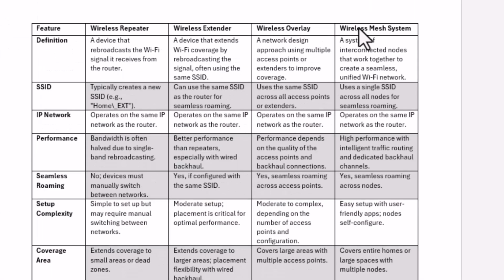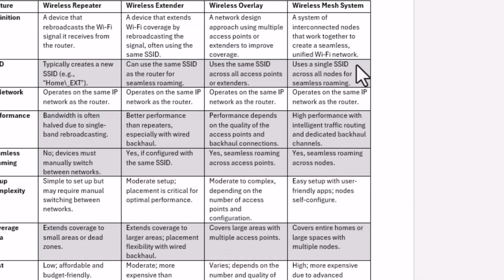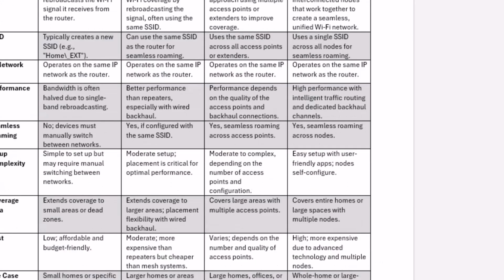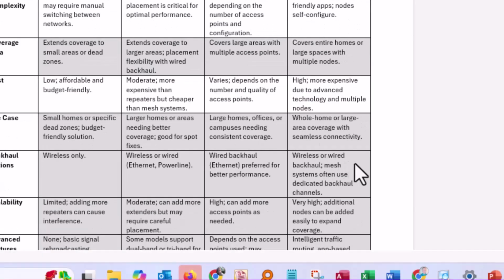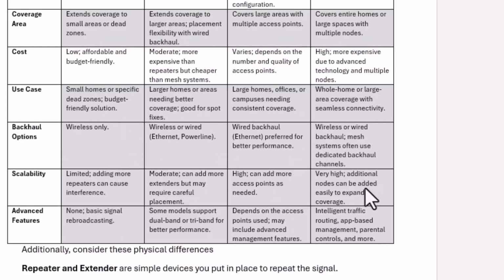The last option is the most sophisticated wireless mesh systems. So these are advertised out on Amazon and so forth. They're easy to find. These are multiple units. They actually have very high performance, seamless roaming, whole home or large area coverage, wireless or wired backhaul. So mesh units can be wireless to your router or wired to your router. If you can, you want a wired version of it. The scalability, very high. You can add additional nodes as you need to cover the area that you want to cover. And usually these are very intelligent. You can have a lot of advanced features.